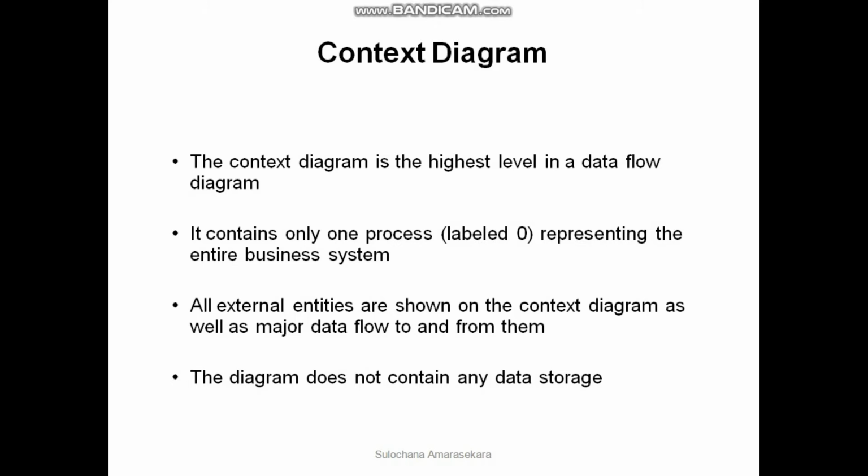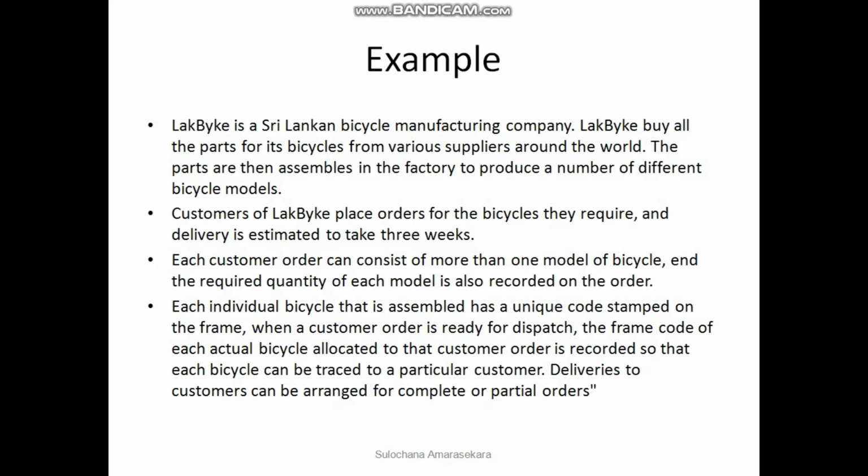Context diagram is the highest level in the data flow diagram. It contains only one process. It is the system itself. The context diagram is used to represent the connection between external entities and the system. Now I am going to explain the context diagram using this example.